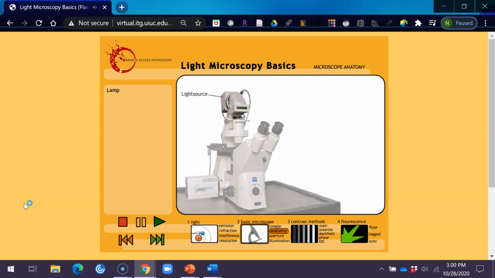The Axiovert 200 uses a tungsten lamp for a transmitted light source. The condenser is a lens system which gathers light from the source and concentrates it to a cone of light that illuminates the specimen with uniform intensity across the field of view. The condenser must be configured properly for each objective.